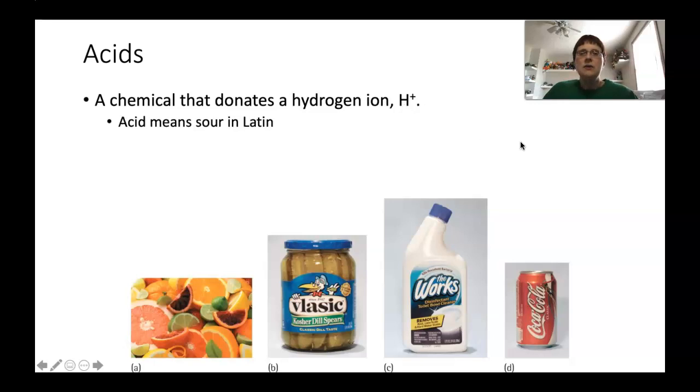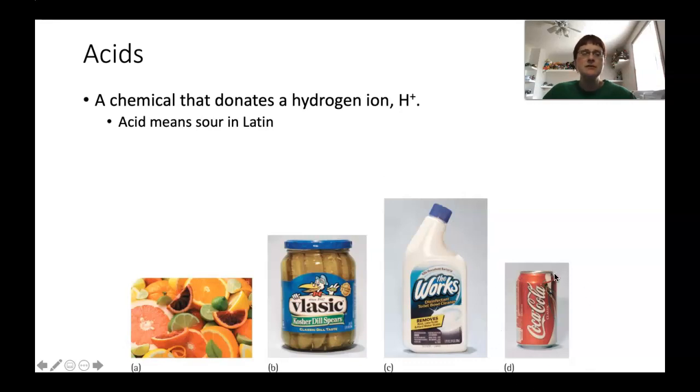Acid means sour in Latin, and so things that are acidic are things that taste sour to us. If you think about a lot of the citrus fruits, they do taste sour. They may have more sugar in them, like an orange, but they still are going to taste more sour than something like an apple. The sourness of pickles comes from acidic compounds in those pickles. The acid that we're looking at here is in the cleaning product, and then there are acids in soda.